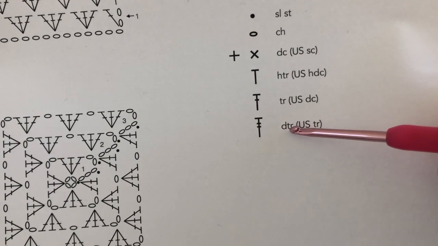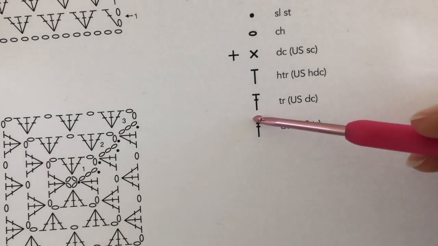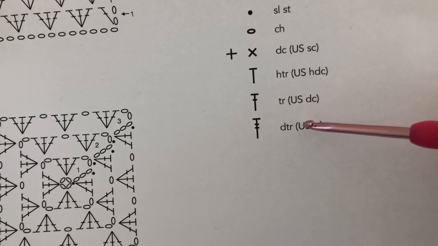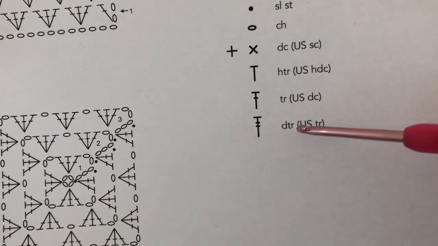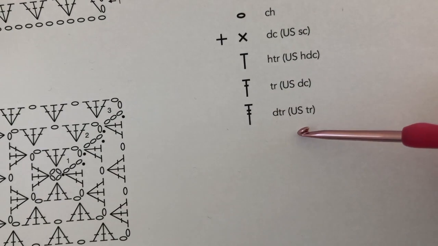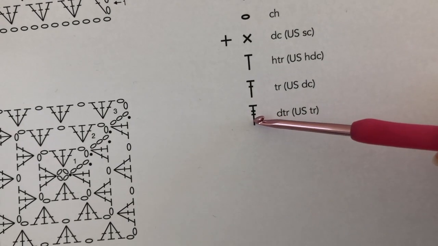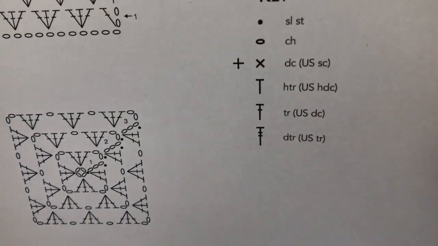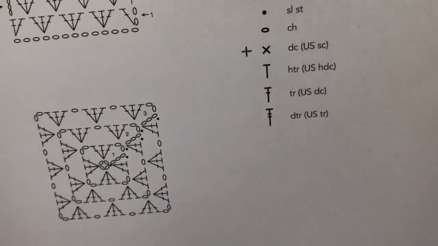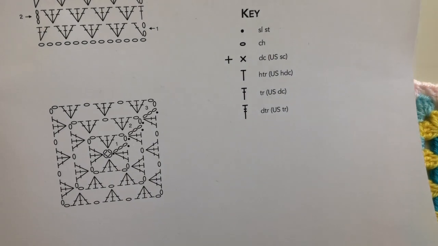So a double treble in the UK or a US treble has 2 bars, because you'd have 2 wraps of yarn before the top bar, the top of the stitch, sorry. And a triple treble in UK and double treble in American terms would have 3 bars. So it's just a visual way of showing you what the stitches are going to be. So let's have a look at an actual chart.